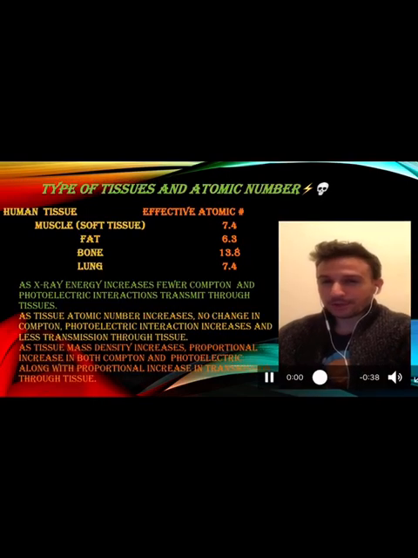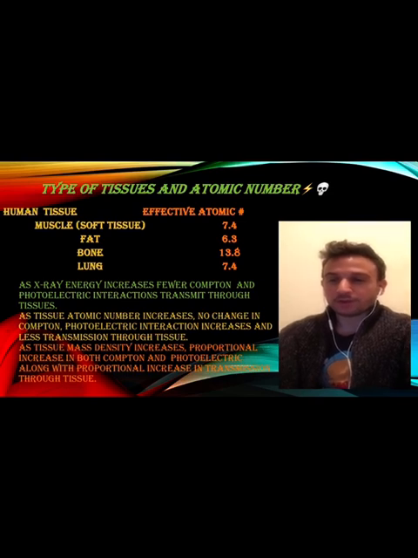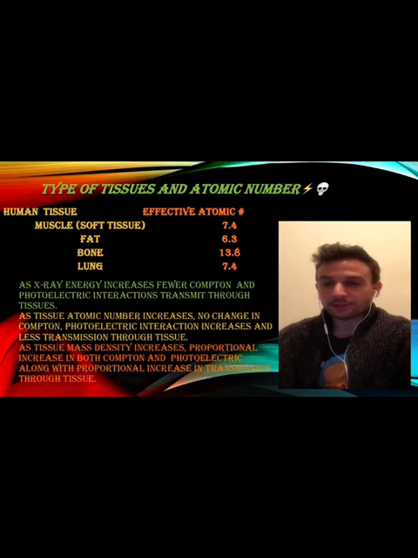As our lecture comes to an end, I want to discuss the types of tissues and atomic numbers. I also want to do a brief overview of what we discussed today. So, for human tissue, we have muscle soft tissue, which is 7.4, fat is 6.3, bone is 13.8, and lung is 7.4. As X-ray energy increases, fewer Compton and photoelectric interactions occur and more X-rays transmit through tissues. As tissue atomic number increases, there is no change in Compton, but photoelectric interactions increase, with less transmission through tissue. As tissue mass density increases, there is a proportional increase in both Compton and photoelectric interactions, along with a proportional decrease in transmission through tissues.